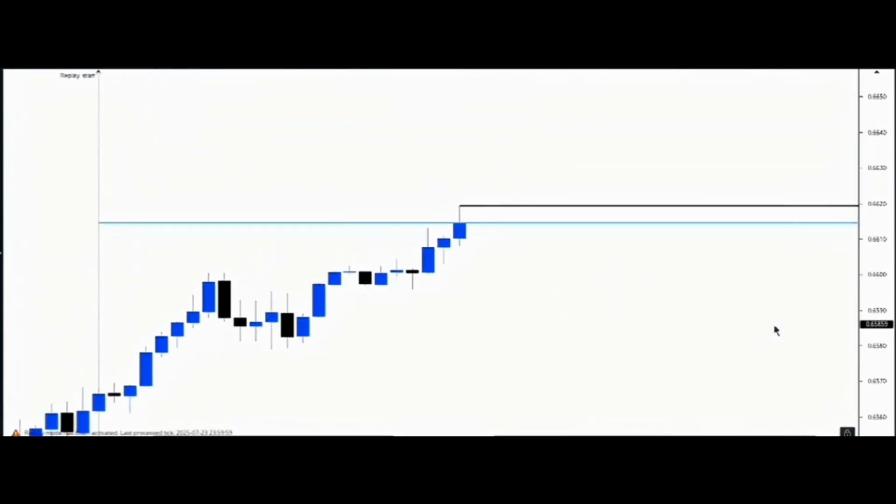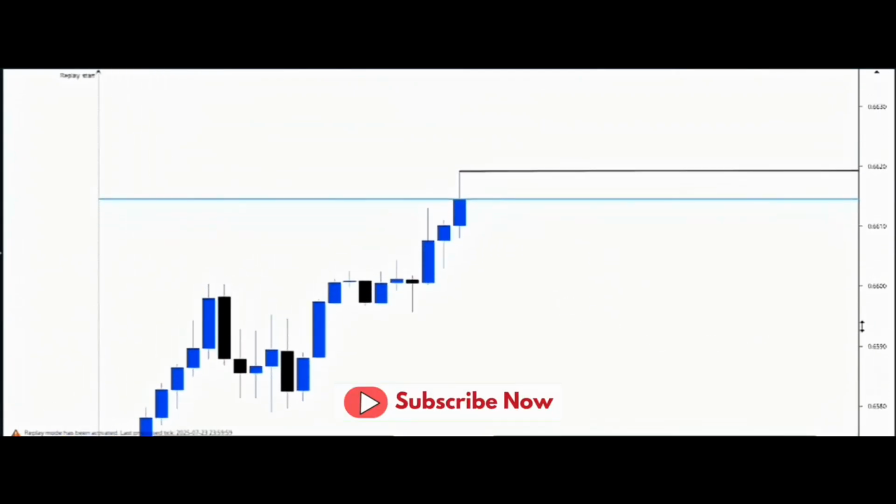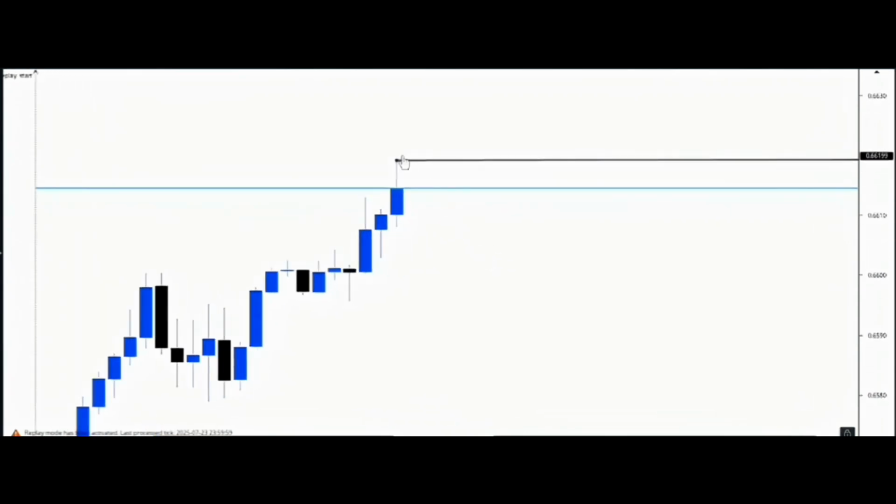Let me explain what you are expecting here. You want to see the next candle. This one is on the 23rd of July. We want to trade on the 24th of July. Now, when the price opens on the 24th, we want to see price go up and sweep this high. Once it sweeps this high, we want to see a candle closure below this blue line. So let's continue.